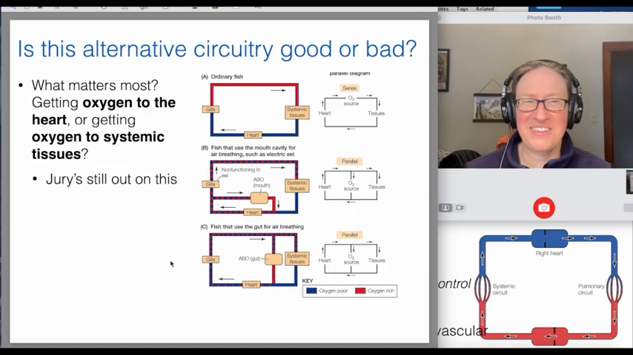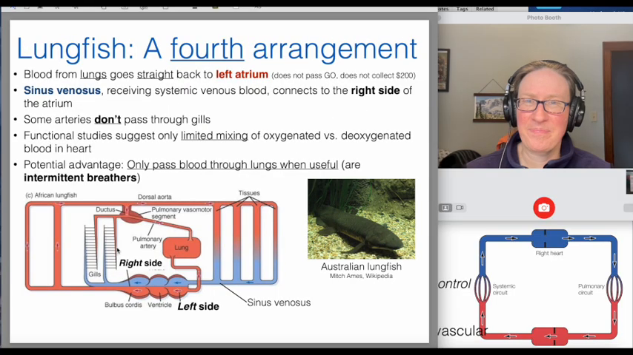So that leads to a bigger philosophical question. Is this alternative circuitry good or bad? It sort of depends on what you think the priority might be for the animal. Like, what matters the most? Is it most important to oxygenate the heart, or is it most important to get oxygen to systemic tissues? And to be honest, fish physiologists are kind of undecided about what's the most important. So really, the jury's out. So no strong conclusion in this instance.